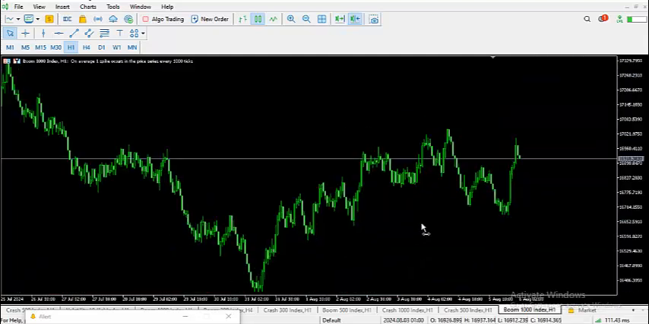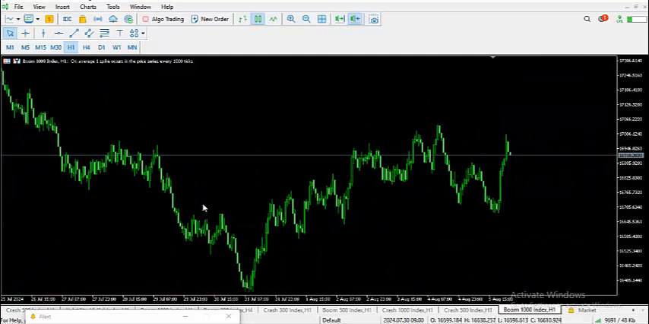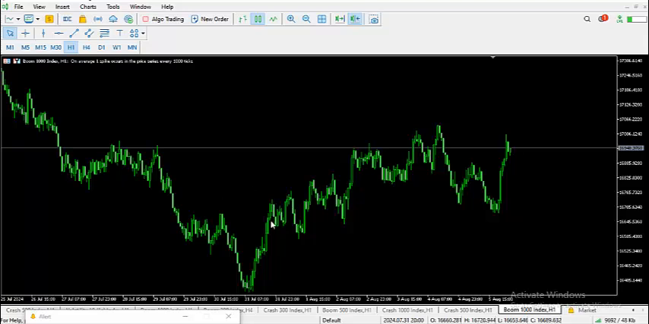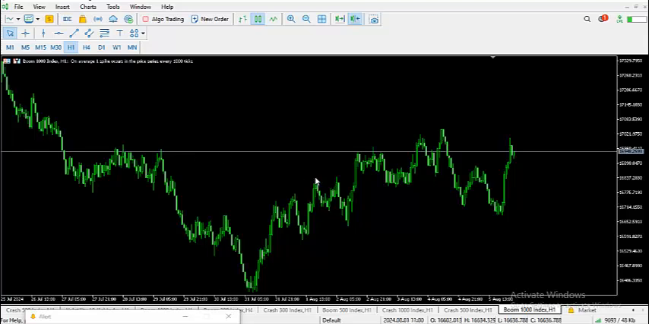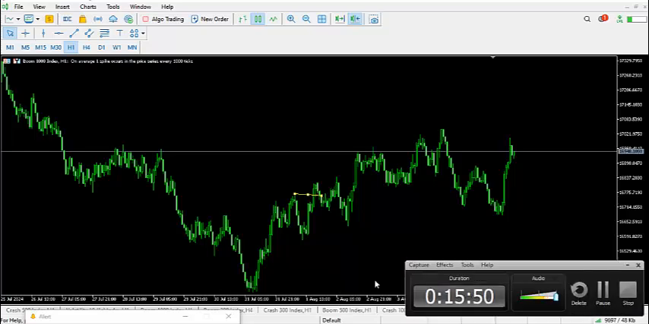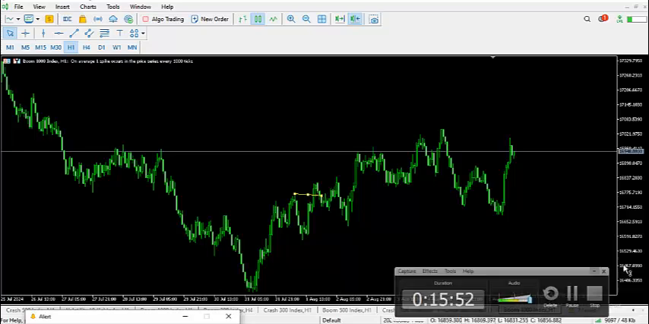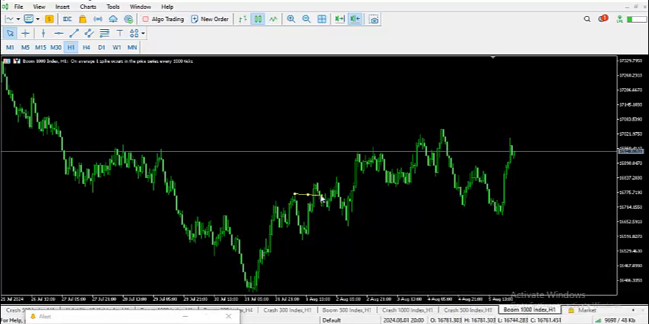This is Boom 1000, and if you look at the analysis of this Boom 1000, you will notice that there are not too many extremes there, but you can see breakout structure here. Okay, I don't want these videos to be too lengthy. Oh my god, 15 minutes. So you can see breakout structure here where you can easily draw your Fibonacci.